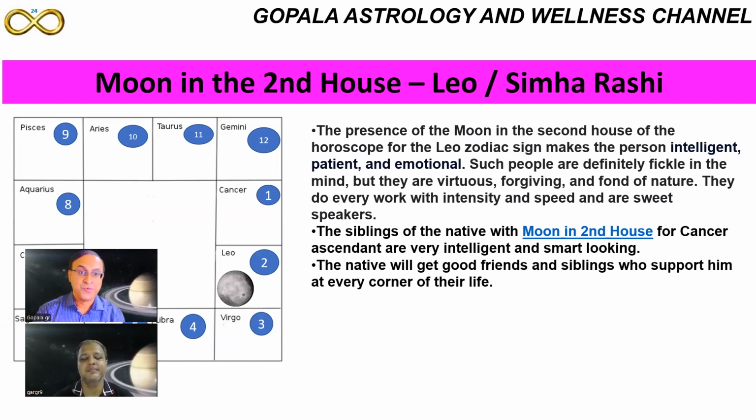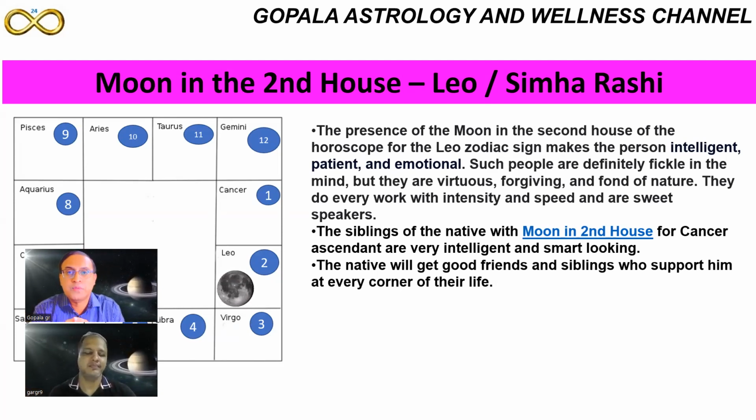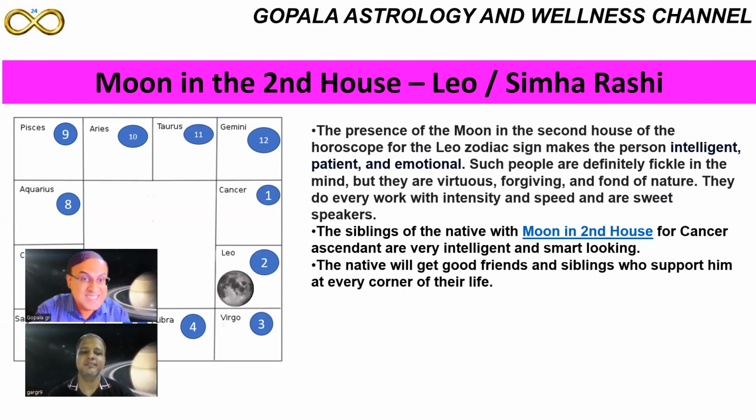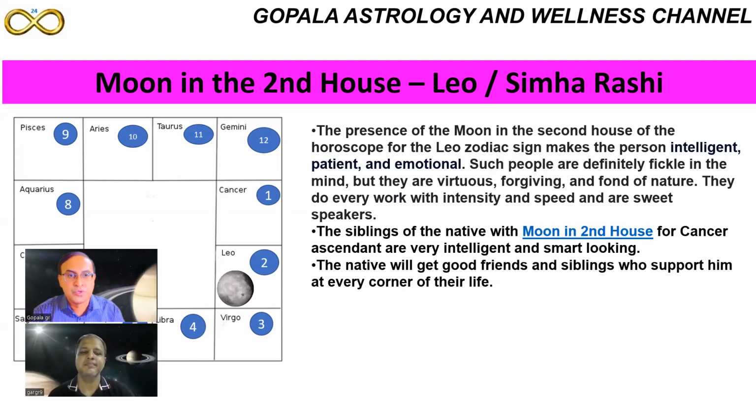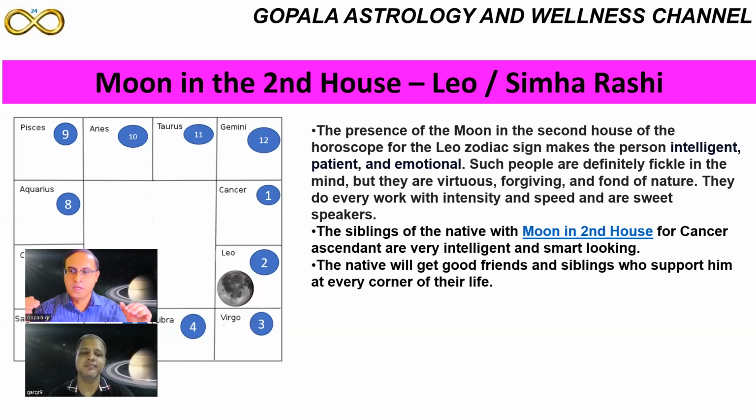Do you understand this? Why? Because the moon is very fast. Every two, two and a half days, it changes a rashi. So these people will, at the drop of a hat, make decisions for their families. So it can be a fickle-minded person who is smart-looking and who was actually brought up in a family which is having a lot of talented parents.